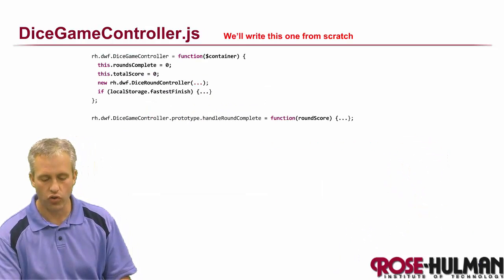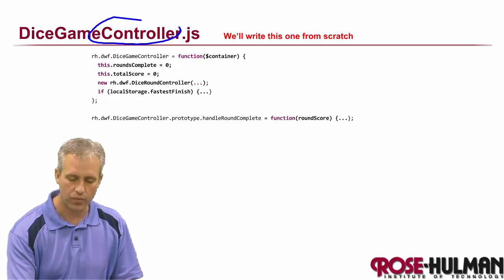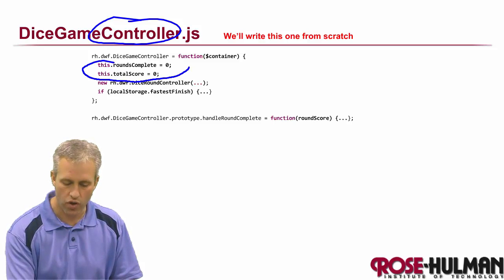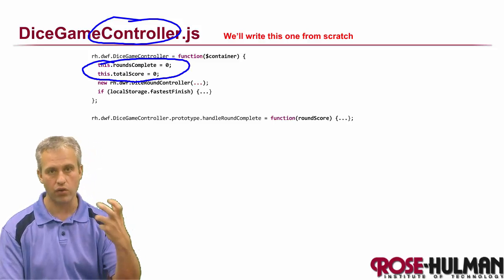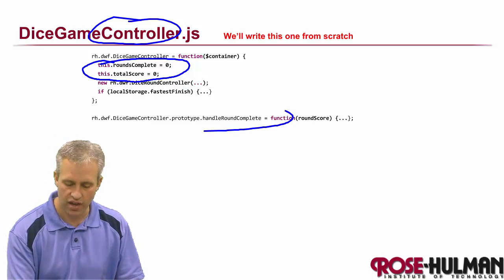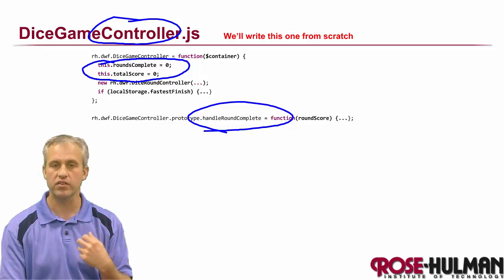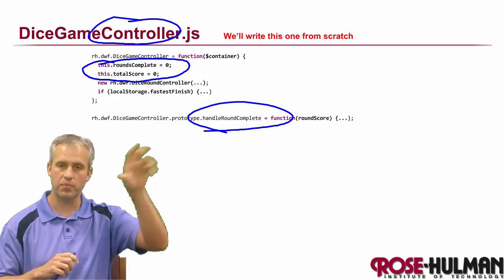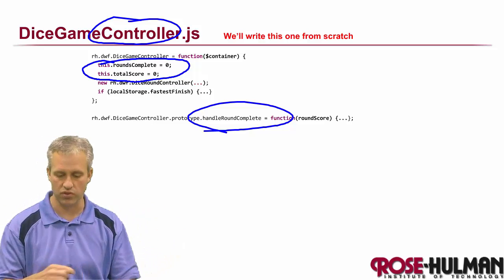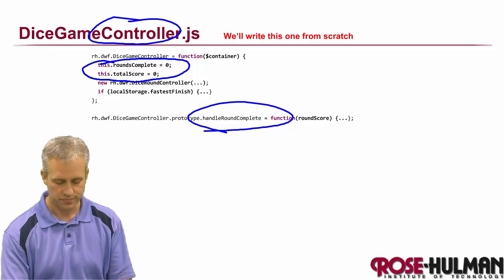The last controller we've got is the game controller. This one I've cheated a little bit. I've put some model things in here. Technically what round we're on and the score are model things, but I put them in here. It's got a single function on it called handle round complete. When a round is complete, it updates the score, it updates the round, and it also looks to see if the game is over. This is also the function that'll do that fastest finish feature.